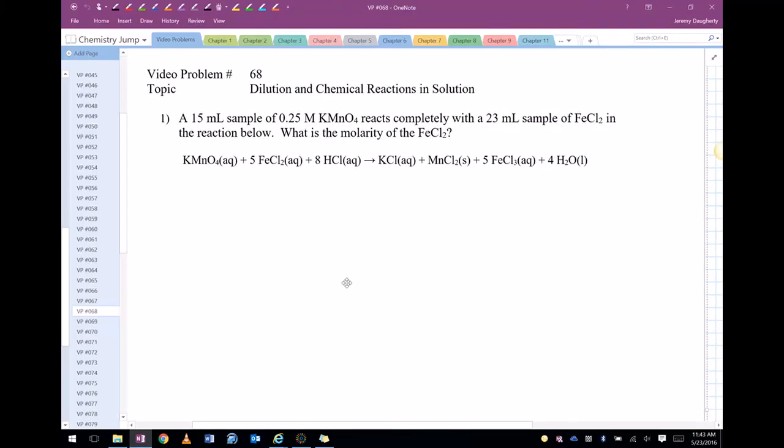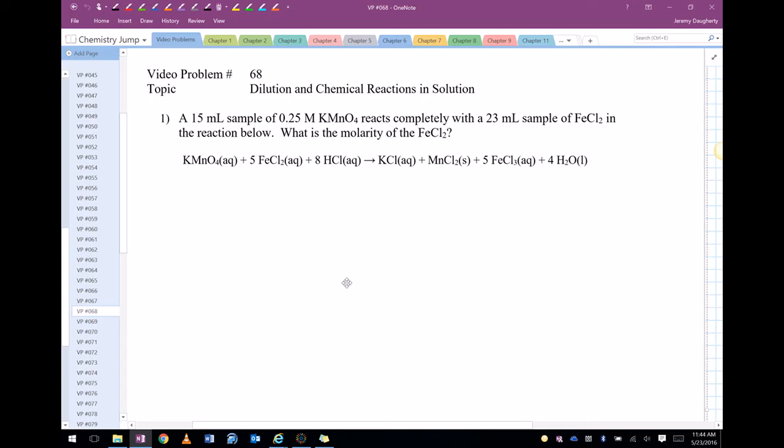Video problem 68, dilution and chemical reactions. This time we're doing a chemical reaction, and so we have our big chemical reaction here. It says a 15 milliliter sample of 0.25 molar potassium permanganate reacts completely with a 23 milliliter sample of iron 2 chloride in the reaction below. What is the molarity of the FeCl2?